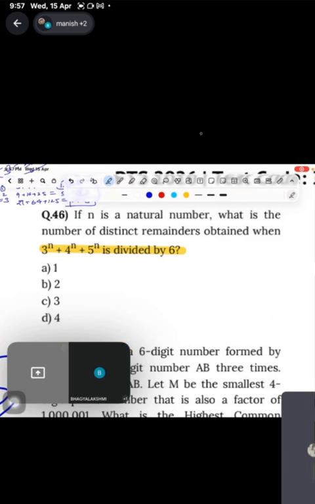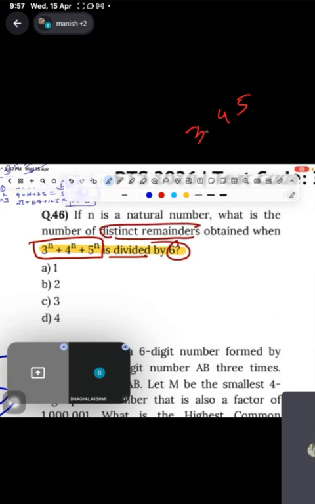Well, guys, see, let me tell you. The question is saying what value I should put for n so that the number should be divisible by 6 and distinct remainders should be there. First it should be divisible by 6, then after that, distinct remainders.